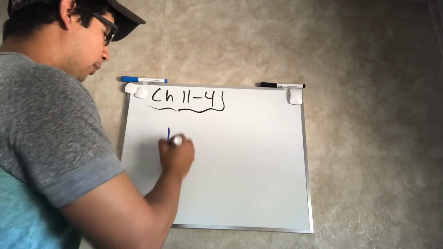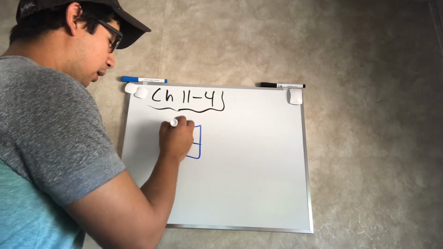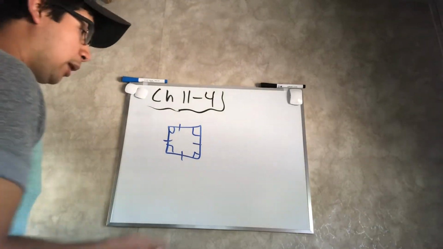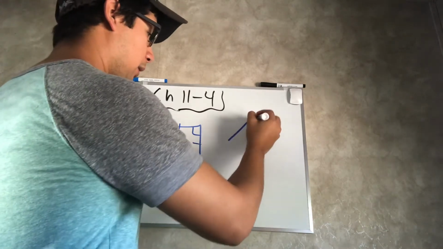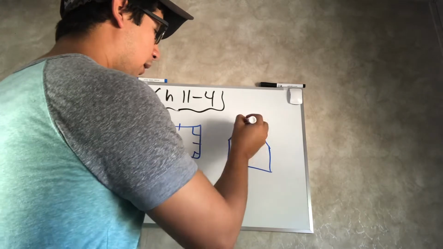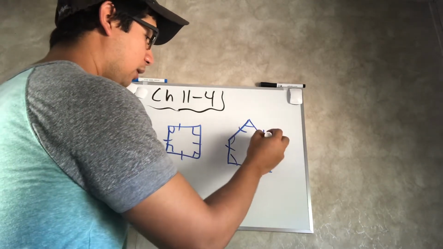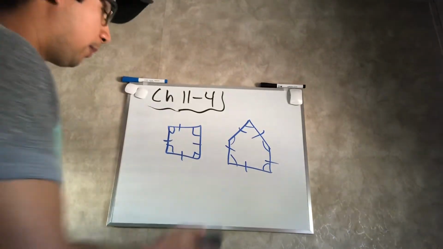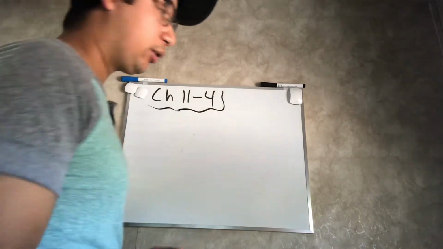Okay, so for example, we could have a square. All the sides measure the same and all the angles measure the same. That's an example of a regular polygon. It doesn't have to be a square. It could be a pentagon, but all the sides have to measure the same and all the angles also have to be congruent. So a regular polygon is a shape in which both the sides and the angles are congruent.